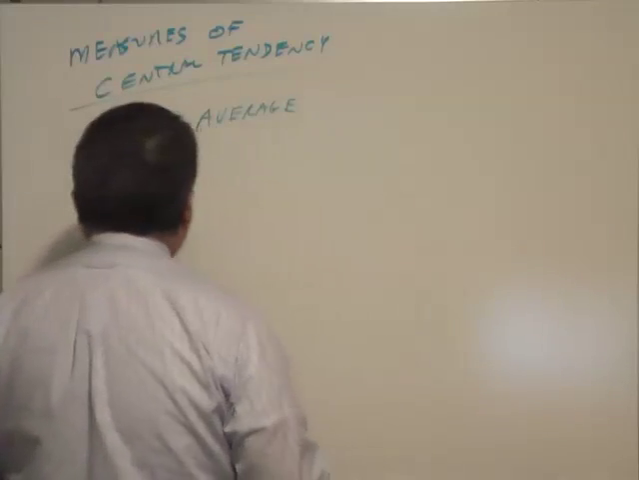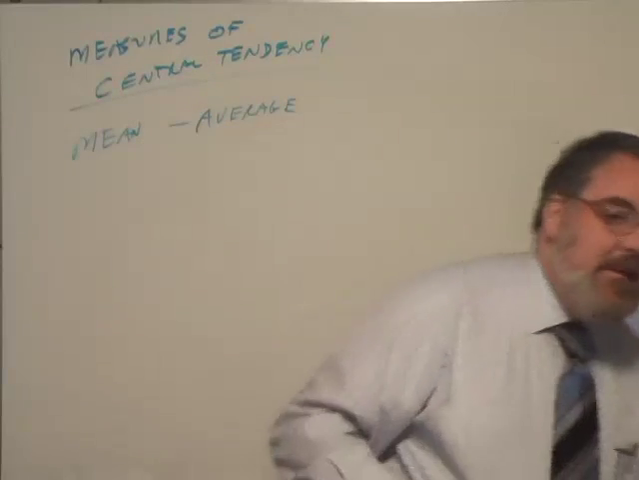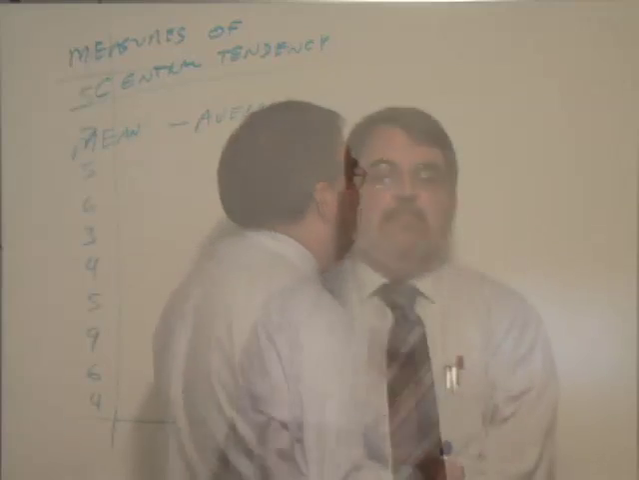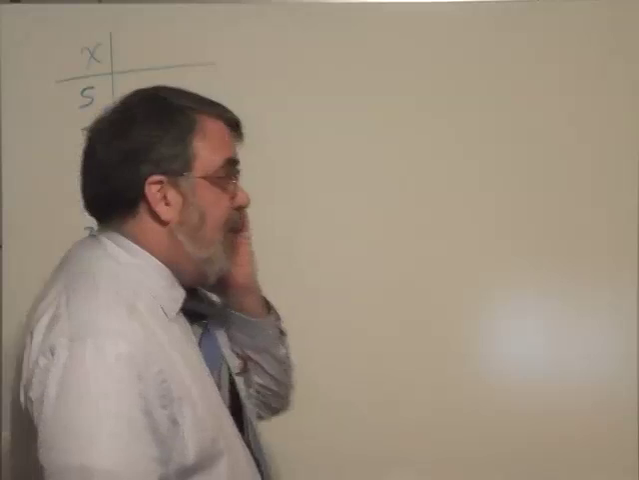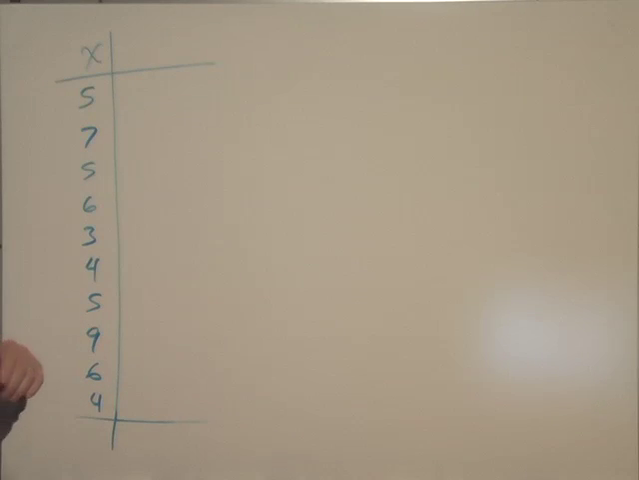All right, so let me finish erasing. Here's some numbers I made up, a distribution of data, and there are 10 numbers: 5, 7, 5, 6, 3, 4, 5, 9, 6, and 4.